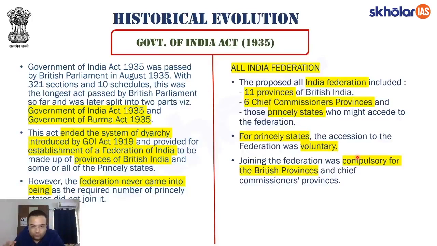So it was not being forced upon them, because in 1858 it was decided that nothing of this sort will be forced on the Indian princely states. And the same idea was continued here, that we would want you to join the federation, but there is no force. You have to do it on a voluntary basis. Joining the federation was compulsory for British provinces and chief commissioner provinces. So for British provinces and chief commissioner provinces, joining the federation was a compulsion. It was compulsory on their part. But with respect to Indian princes, as I just explained, it was voluntary. They may choose, they may not choose to join British India.